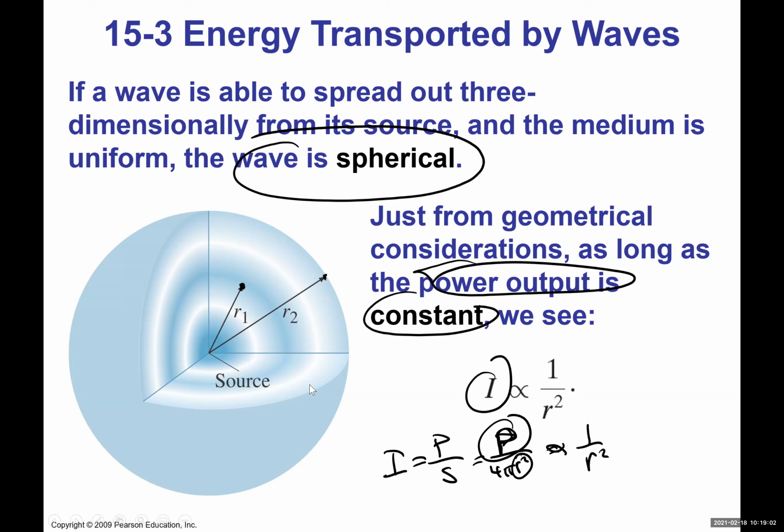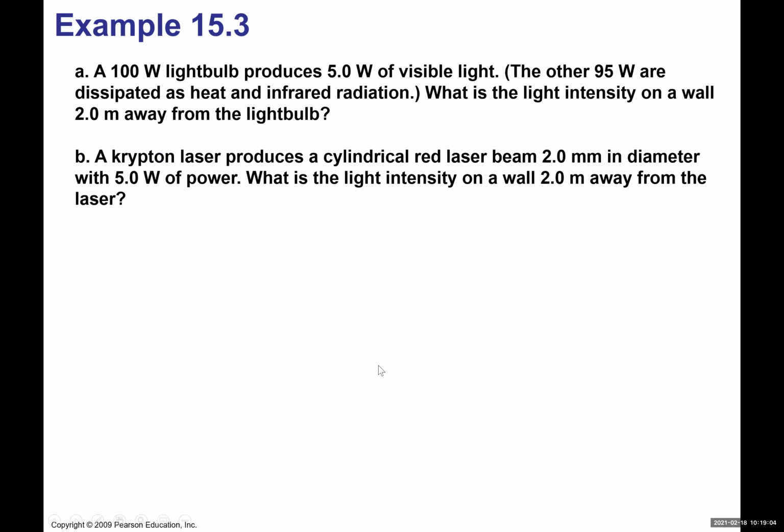All right, here's an example. You have a 100-watt light bulb that produces 5 watts of visible light. The other 95 watts are dissipated as heat and infrared radiation. Okay, that means you get only 5 watts technically as the effective amount of energy that you use. So what is the light intensity on a wall 2 meters away from the light bulb? All right, so let's look at this example, this part first.